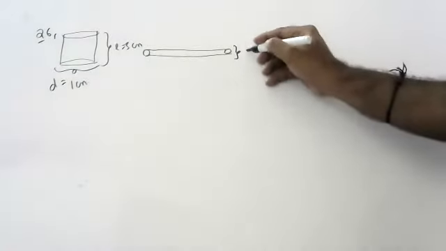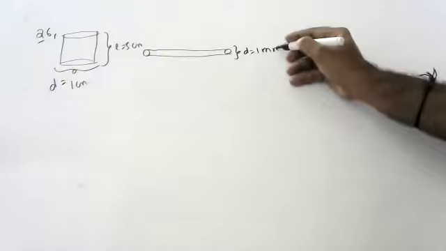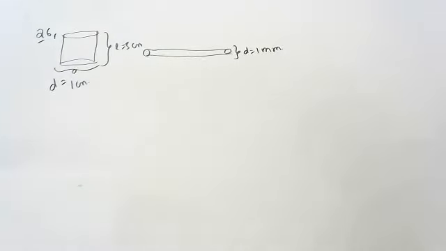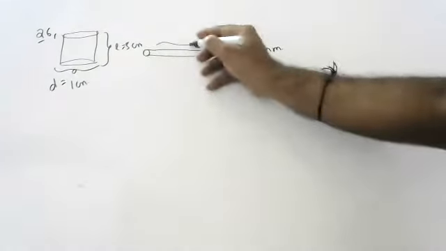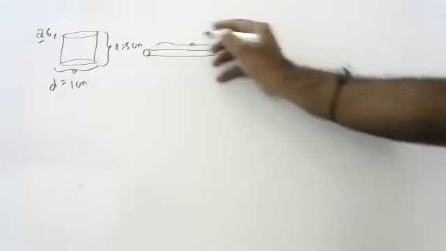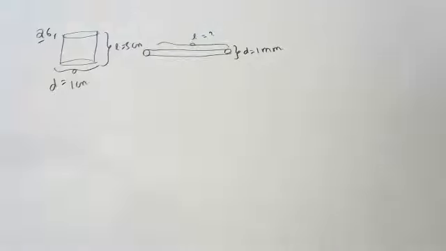Geometrical shape of the wire? Cylinder only. Very good. The diameter of the cylinder formed is 1 mm. What will be the length of the wire? This is melted and cast into the wire.